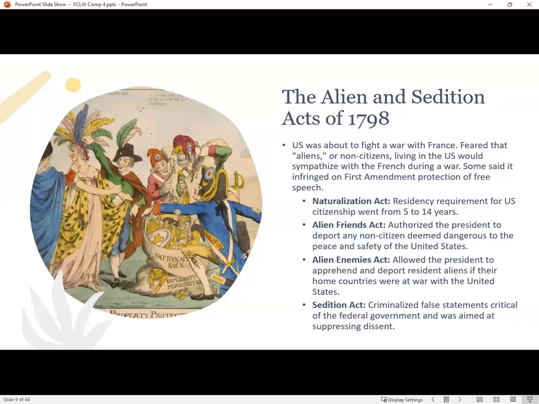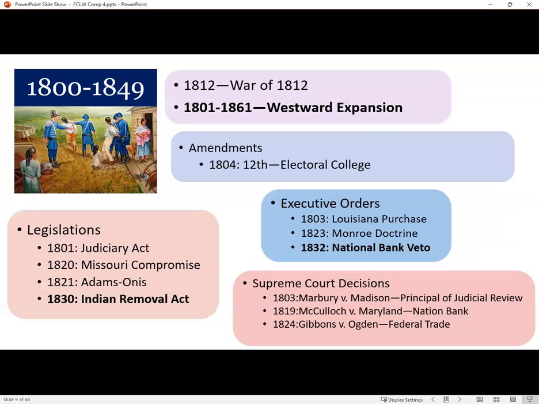The Sedition Act was a little bit harsher. It criminalized any false statements critical of the federal government and was aimed at suppressing dissent. So this, you'll see this again, was in 1798.